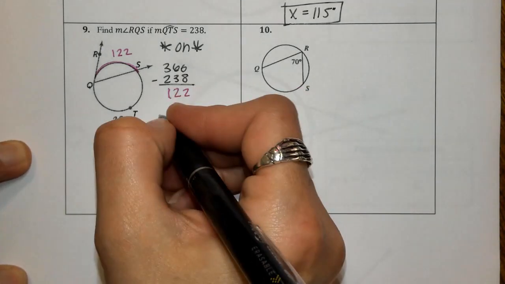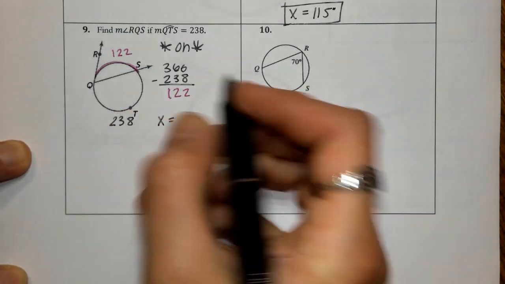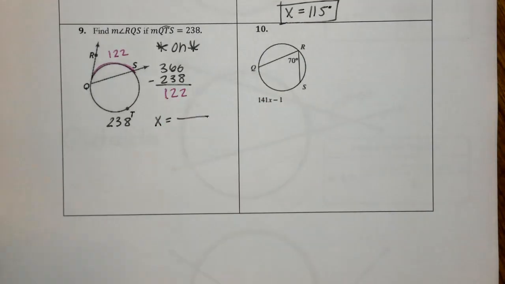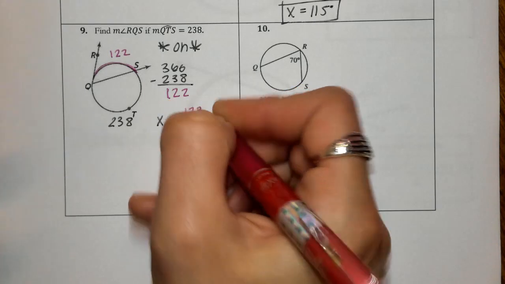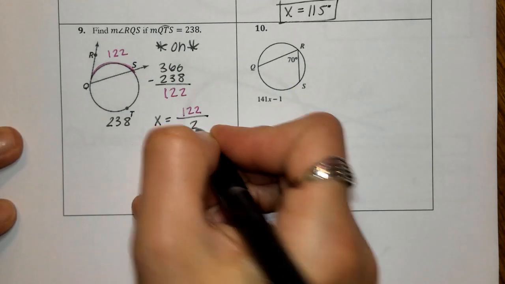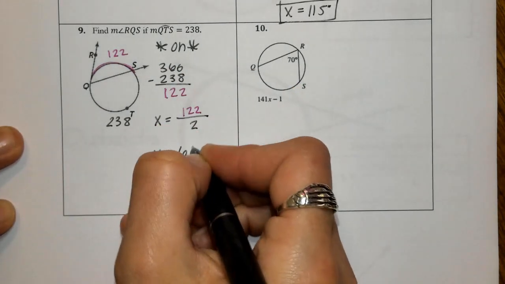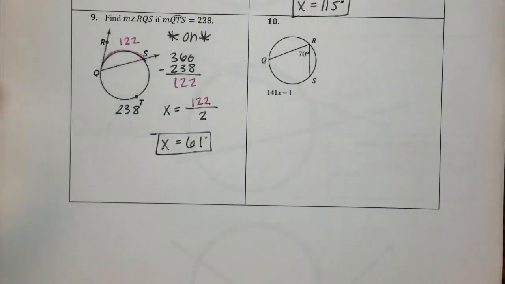So our missing angle, we'll just call it X. Now we're going to use that 122. The angle on the circle is half that intercepted arc. So 122 divided by 2, X will be 61 degrees.